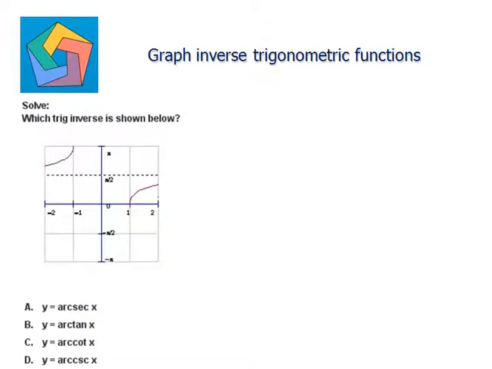Next problem. Solve which trig inverse is shown below. Now here you can see the graph is not touching the line π/2, and it's going like this. This graph is the secant inverse graph. So the answer is y equals arc secant x, which is the answer in part A.